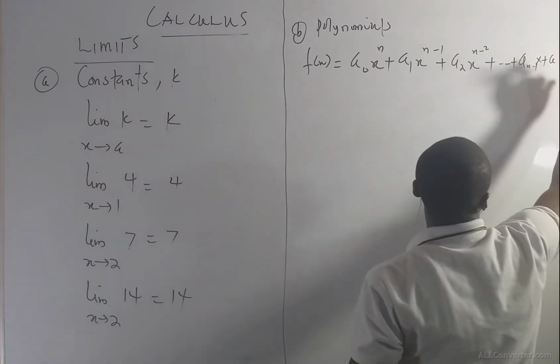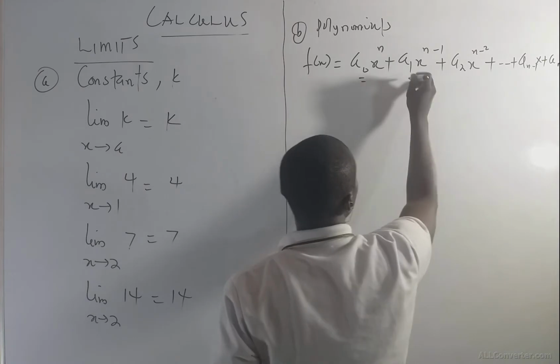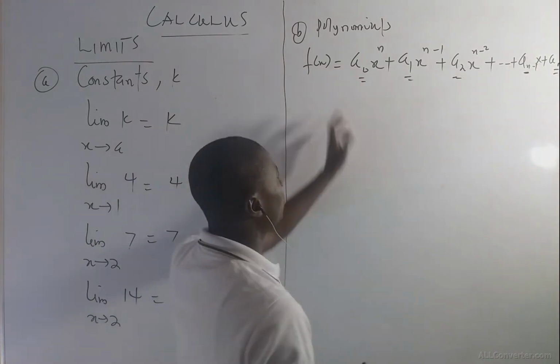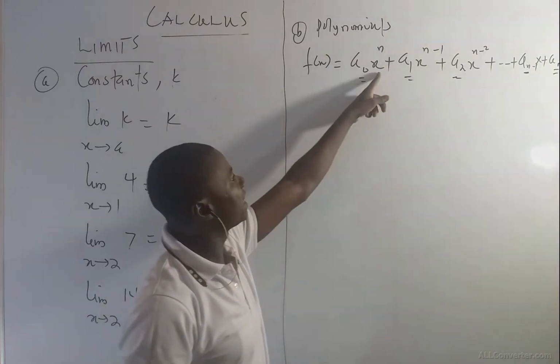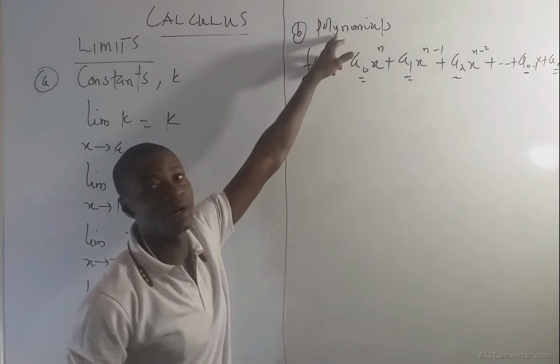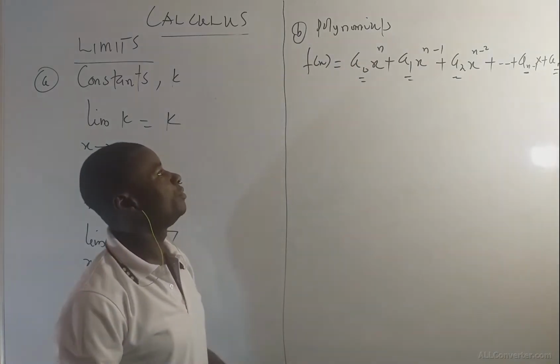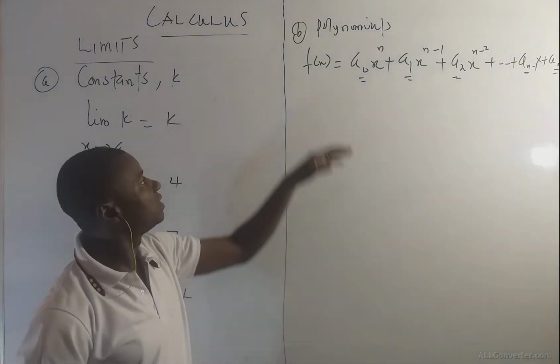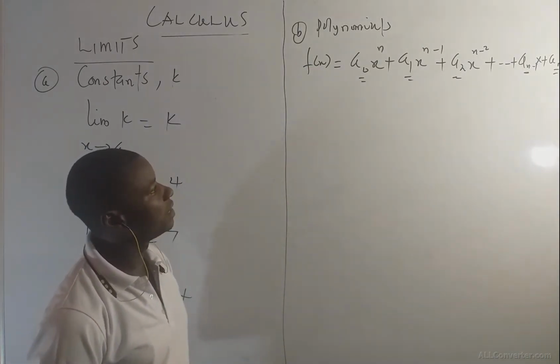Your a naught, a1, a2, up to a n minus 1 and a n are all constant coefficients. Some of them may be 0. The x is the variable, and the n is a definite positive integer. When you refer to my presentations on polynomials, you understand what we are talking about here. So, in general, this is how a polynomial function is expressed.